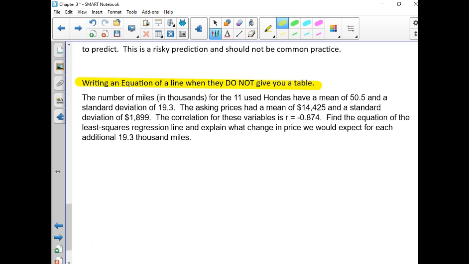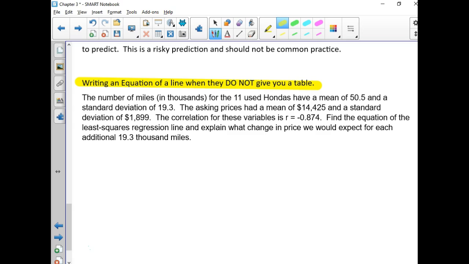The number of miles in thousands for 11 used Hondas have a mean of 50.5 and a standard deviation of 19.3. The asking prices for the cars had a mean of 14,425 and a standard deviation of 1,899. The correlation for these variables is R equals negative 0.874. Find the equation of the least squares regression line and explain what change in price we would expect for each additional 19.3 thousand miles. We don't have an L1, we don't have an L2.